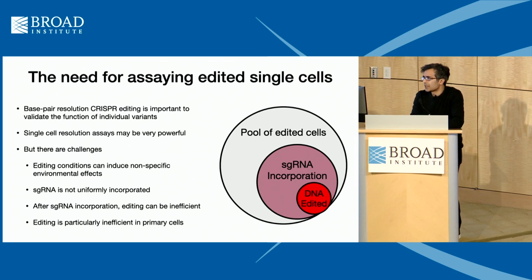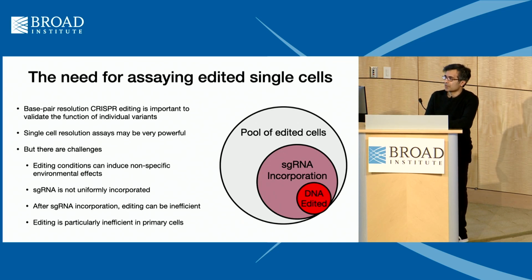I think we would all agree in this room that there's a need for base-pair resolution CRISPR editing. I think that's really important to validate the function of individual variants. Once you have a variant that you think is driving the regulatory phenomenon, you want to see if you can introduce that variant and reverse the phenotype. Single-cell resolution, again, we thought would be very powerful, but there are some really important challenges. The first is that when you edit a cell, you actually change the cell state. As I mentioned, a lot of these effects are cell state specific.